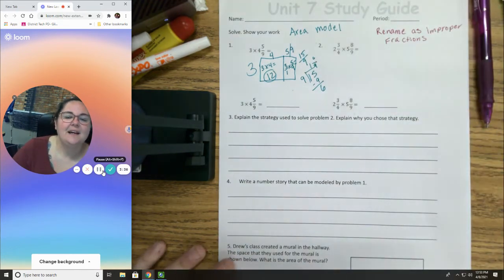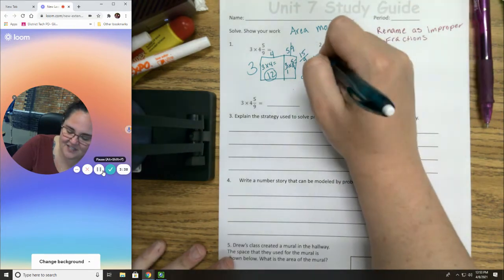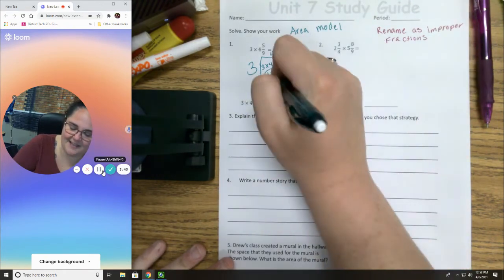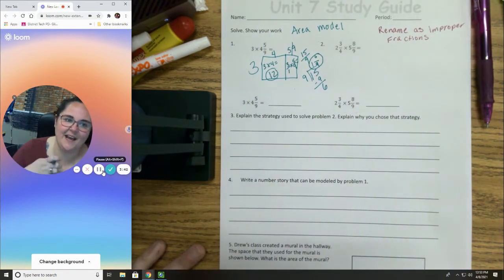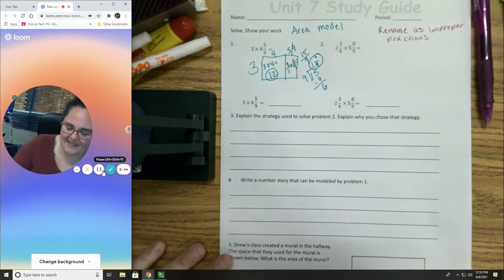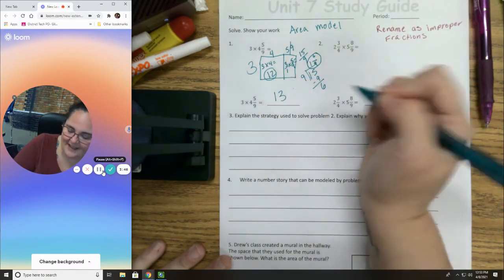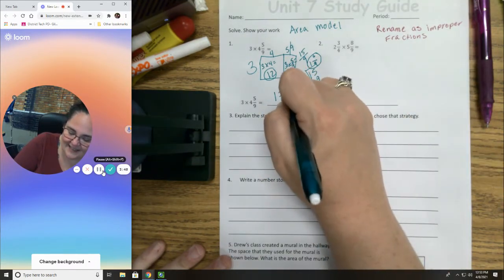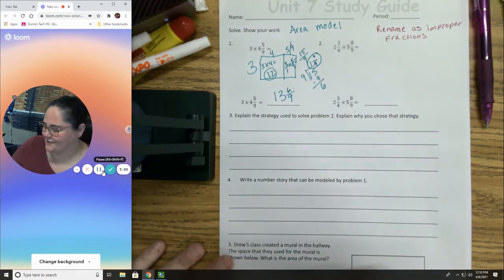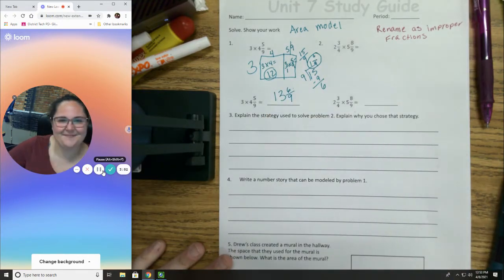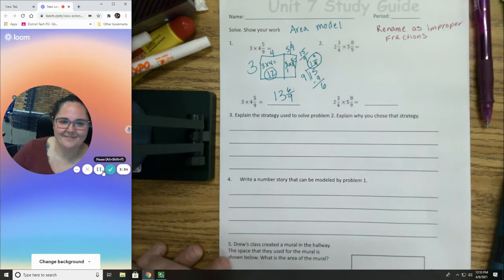Now, remember with area model, I have to take this answer and this answer and add them together. So 12 plus 1 is 13 6/9. That should be your answer for your first question. Awesome.